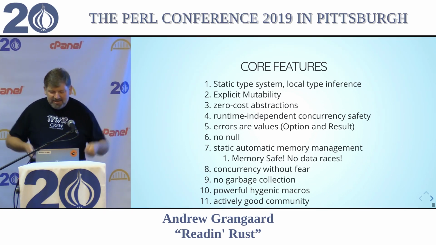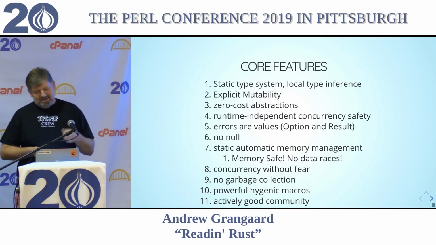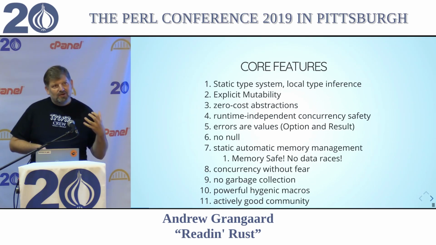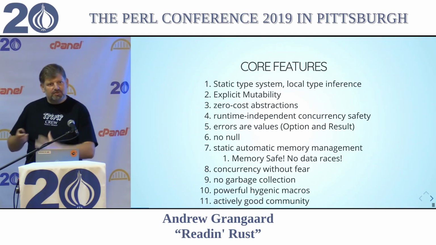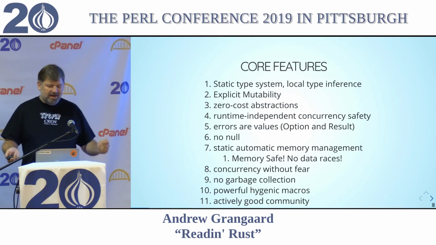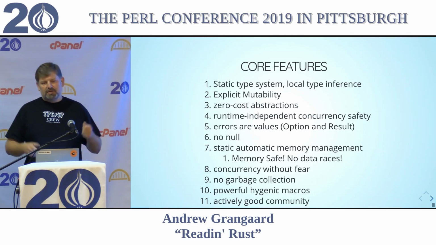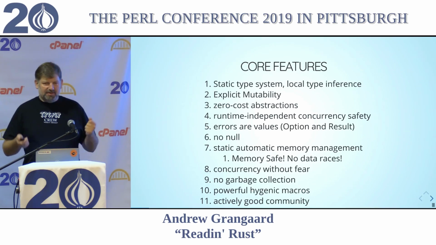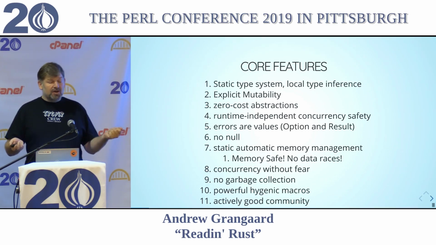Runtime independent concurrency safety. That's kind of a wordy one. So all of the checks happen at compile time, and then they get passed off to the actual back end. And once it gets to the back end, it doesn't look any different than the C that would have produced it, except that it's provably correct. A thing I love, errors are values. So we'll talk about option type and results and how there's no exceptions. And there's no null.